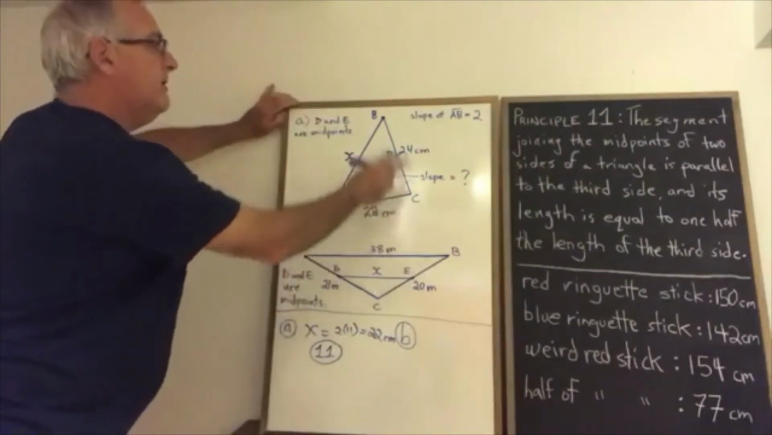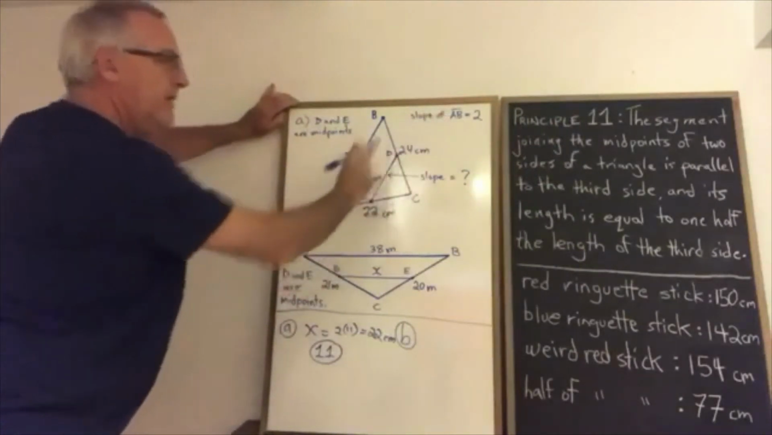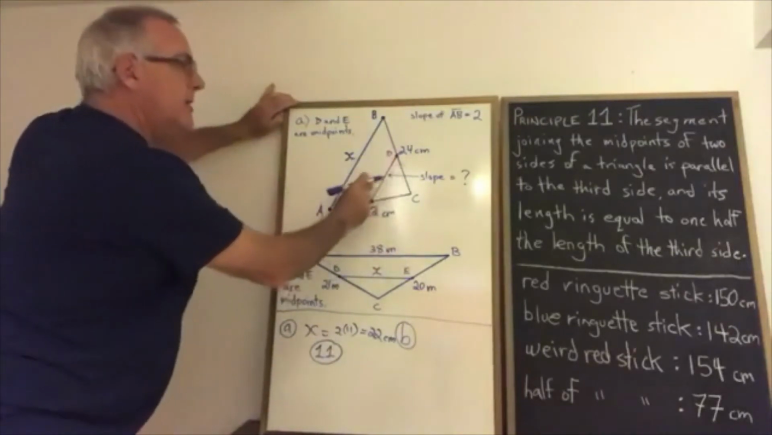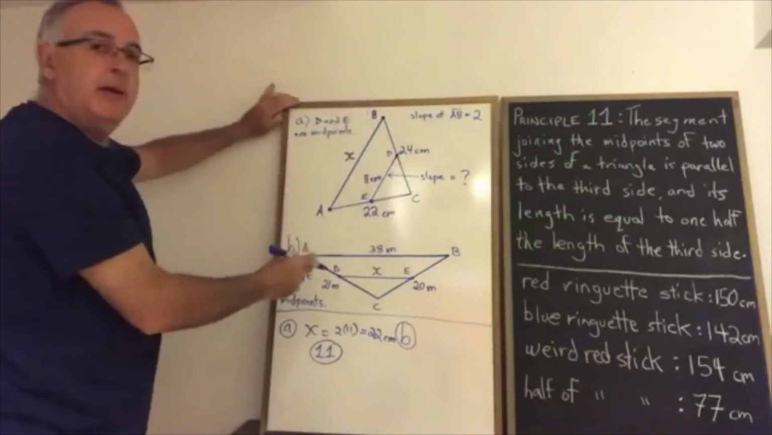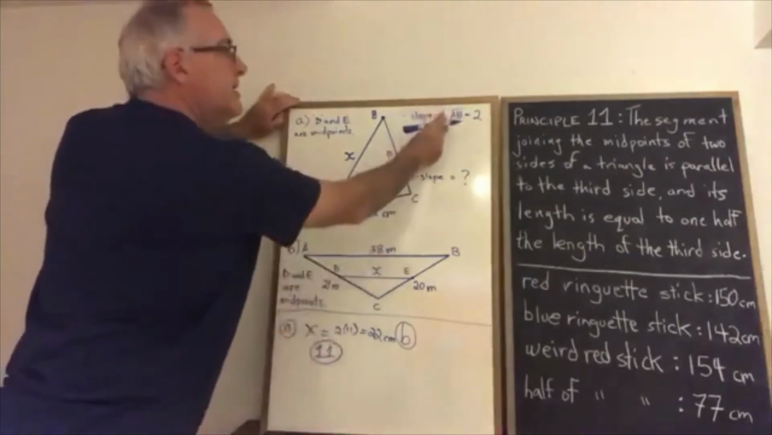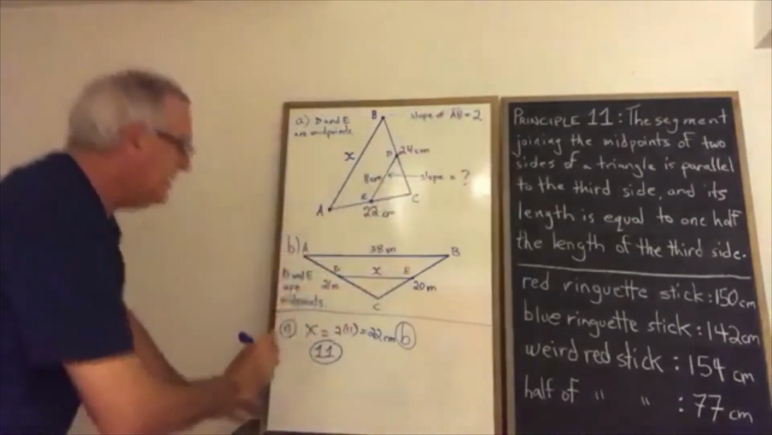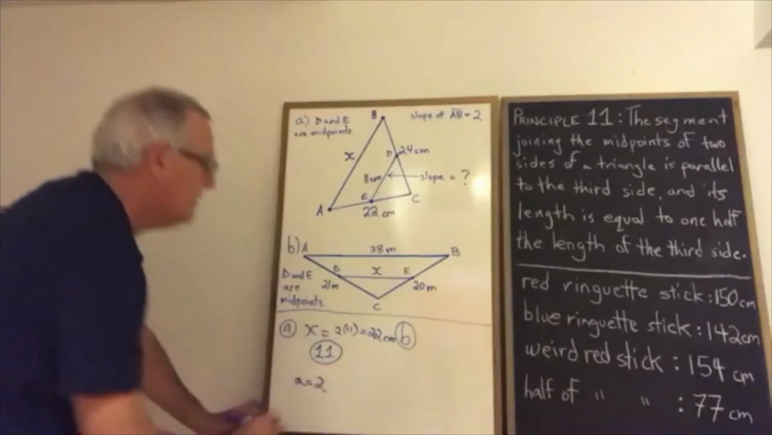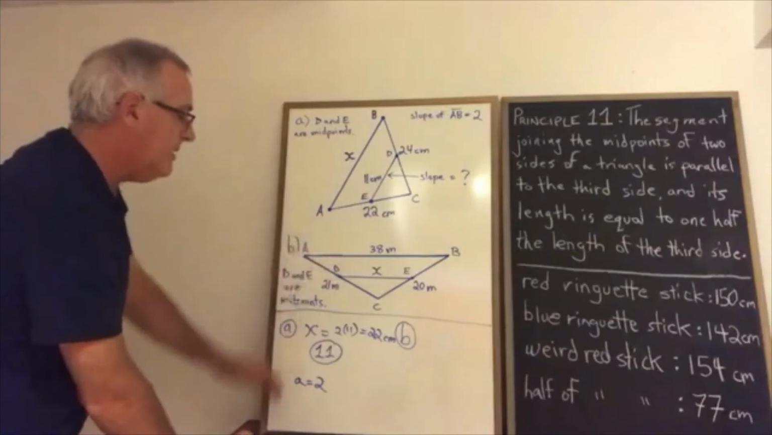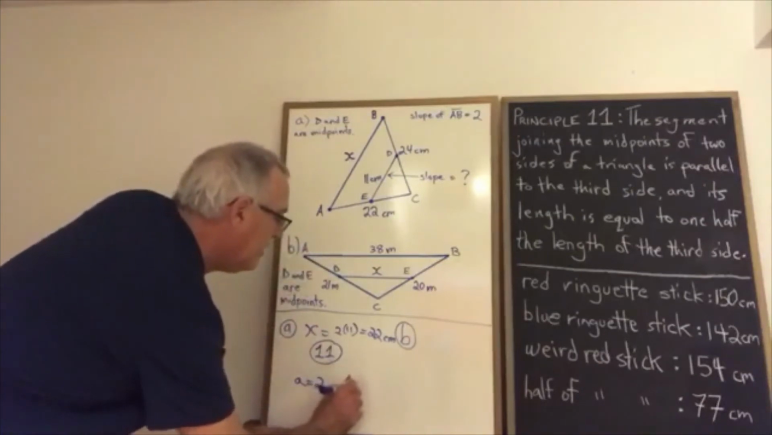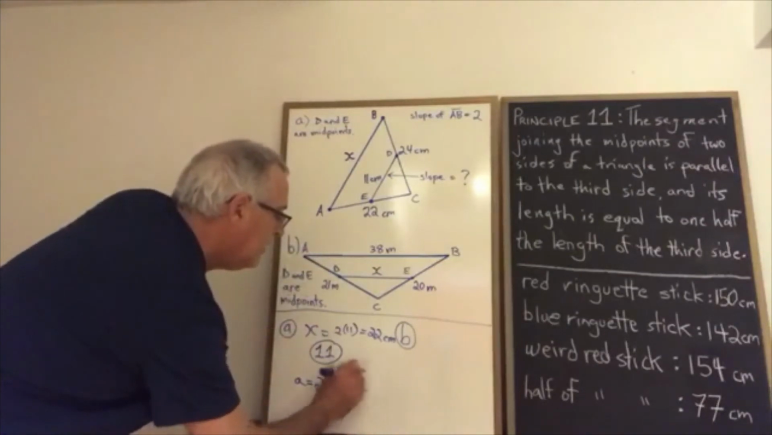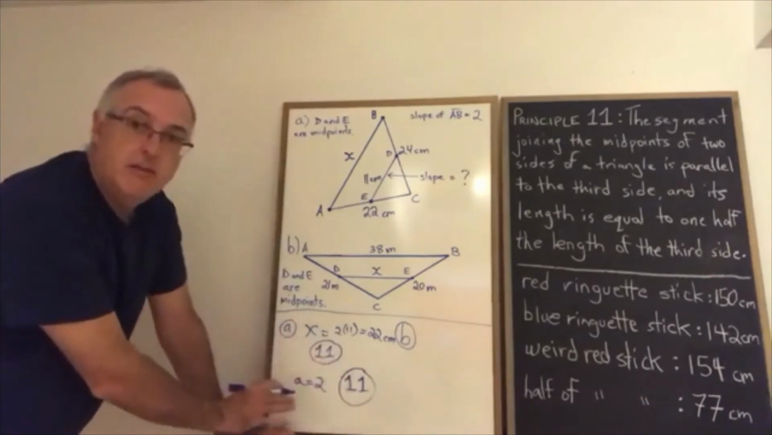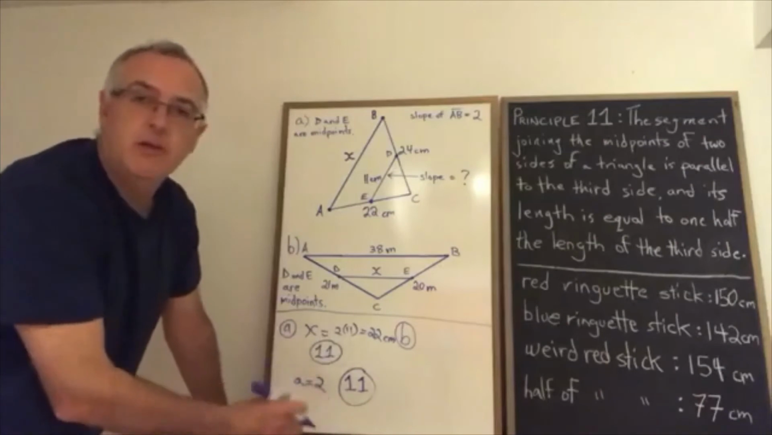The other part of question A is, what is the slope of this segment joining the midpoints? Well, that segment joining the midpoints has to be parallel to side AB. Principle 11 says so. And the slope of AB is given. It's 2. So the slope equals 2 for this segment, and I justify that by saying I'm using Principle 11. So you can see how much time this saves you when you're in a situation of doing questions on the test.